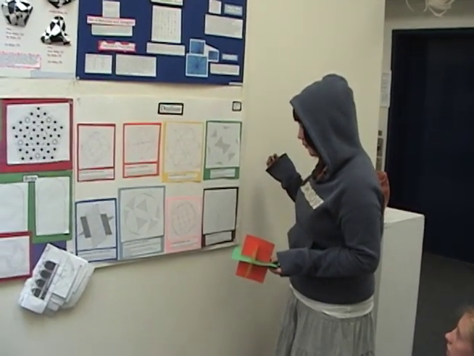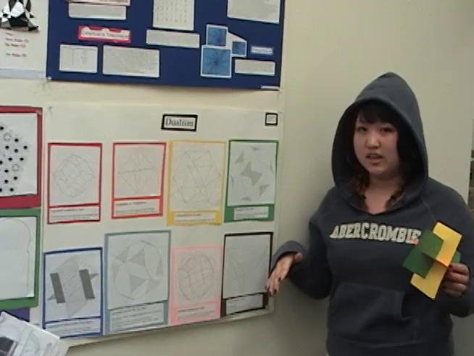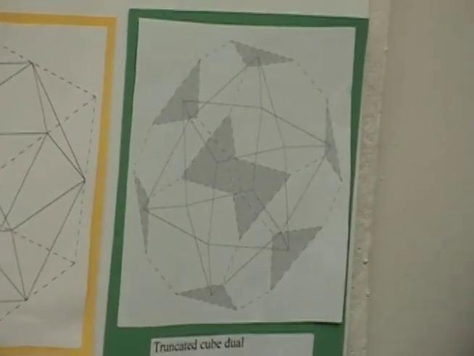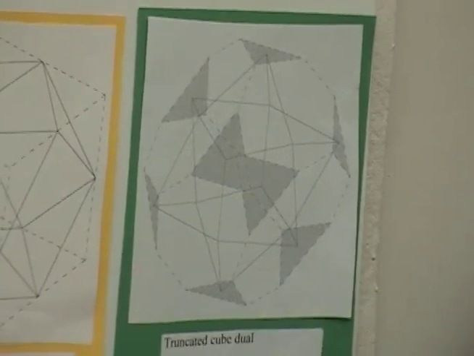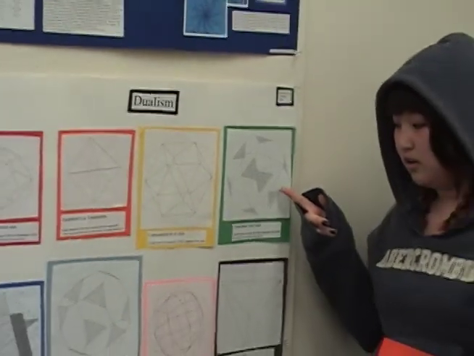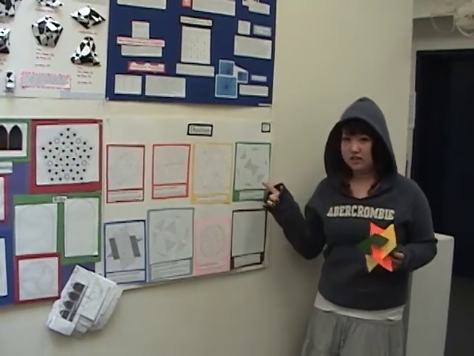I created this truncated cube by first creating the cube and dividing each side at 1/3 and 2/3, and then I connected the points and got this truncated cube. Then I got the center of each face and connected them, and that's the shape I got inside it.